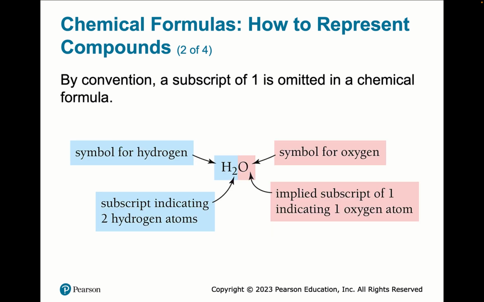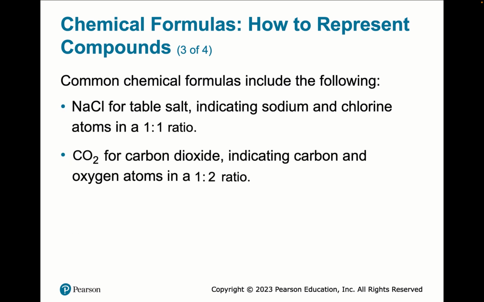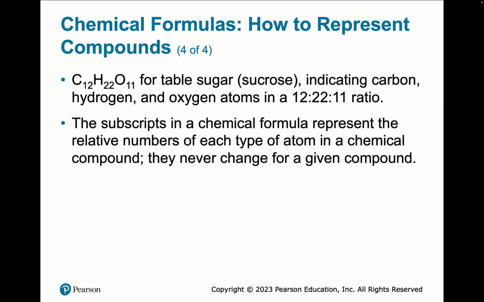So to show you again, H is the symbol for hydrogen. The subscript 2 indicates there are 2 of them. O is the symbol for oxygen, and the lack of anything implies it's 1. In chemical formulas, we can see this. Sodium chloride means a 1-to-1 ratio. And carbon dioxide means there's going to be 1 carbon to 2 oxygens. So this formula is telling us what the ratio of the elements is.